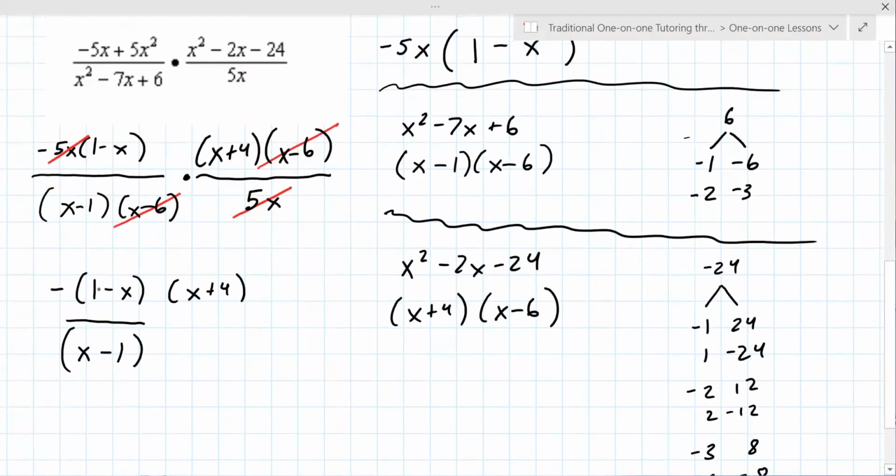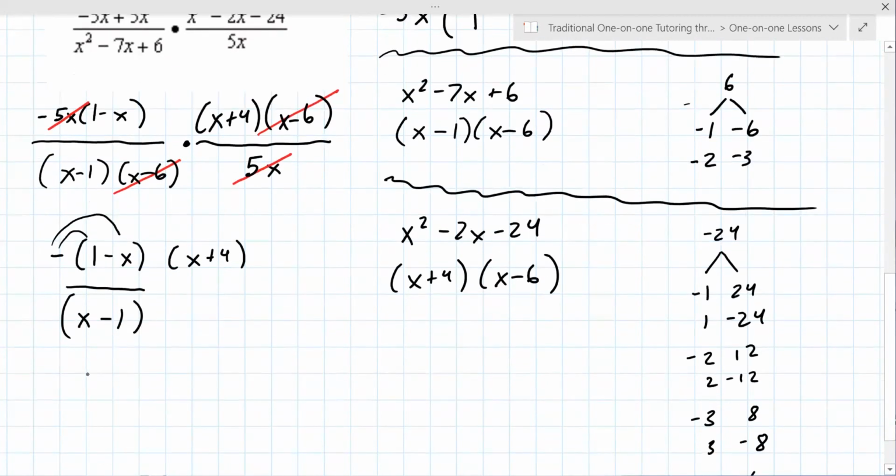Now, maybe it looks like this to you. It should look like these are kind of the same, the 1 minus x and the x minus 1. They are when you distribute this negative in. So when you distribute this negative into both, it becomes -1 plus x. We're just talking about the top here. But then you switch the order and it becomes x minus 1.